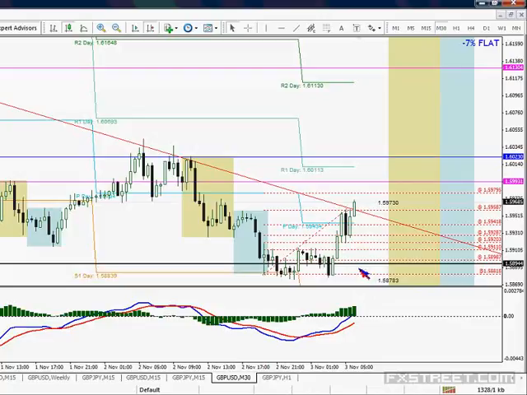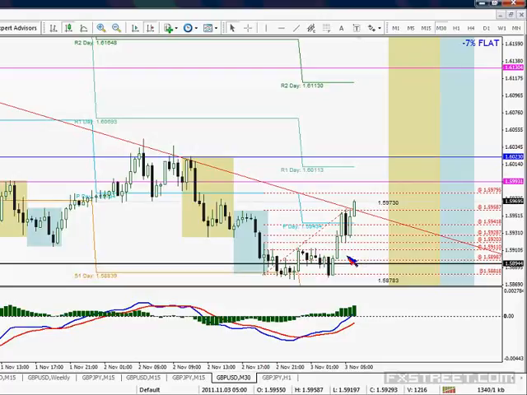Stop at 158.90, somewhere in between the 78 and the 100, and the target would be somewhere around the 127 extension, so it will have to be around 159.80, something like that. That's about 70 pips of target with a risk of about 25. Definitely very good risk to reward. You're always getting very good risk to reward on the aggressive trades.